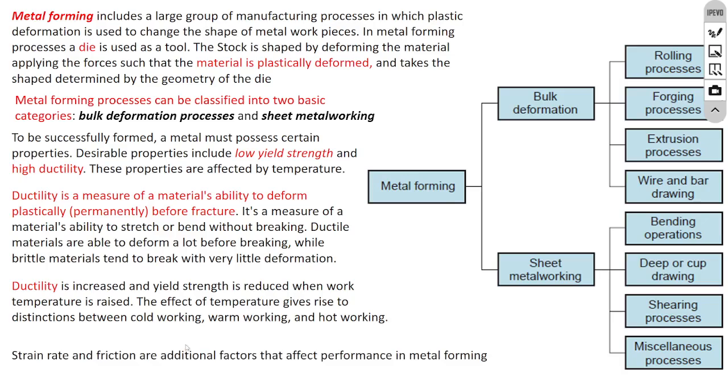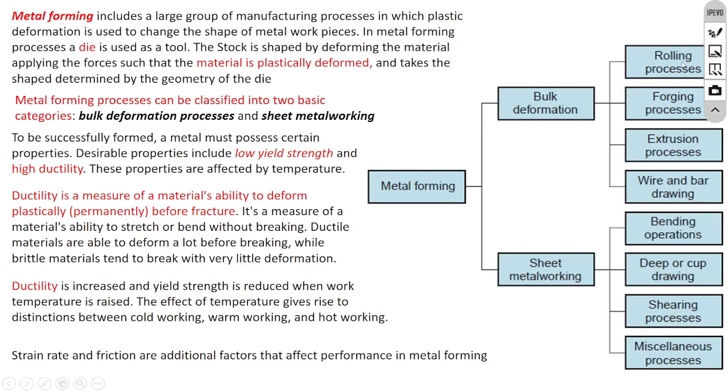But if the temperature is almost the room temperature, then the deformation process is called cold working. If the temperature of the material is at an intermediate level, then it is called warm working. If it is greater than a certain threshold, it is called hot working. Strain rate and friction are additional factors that affect performance of metal forming.